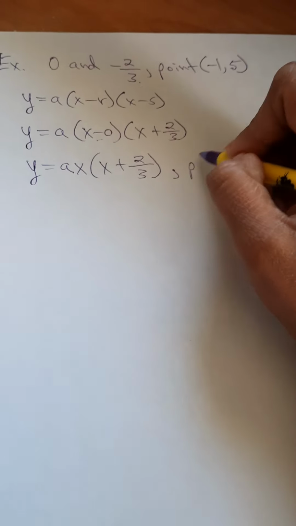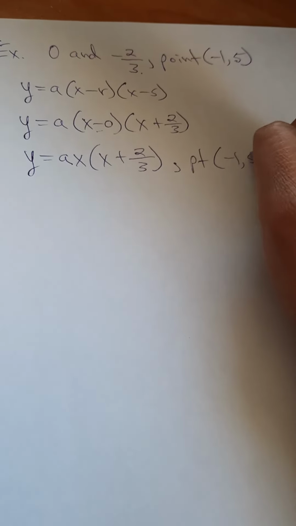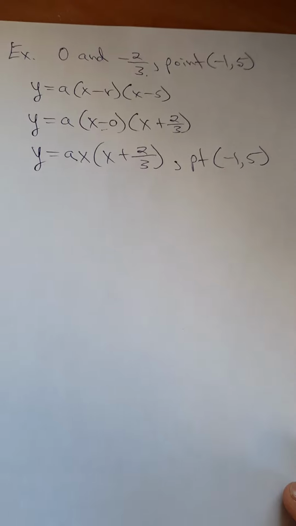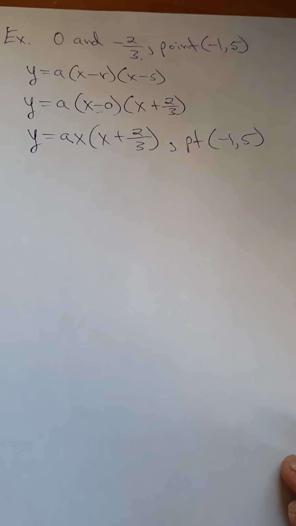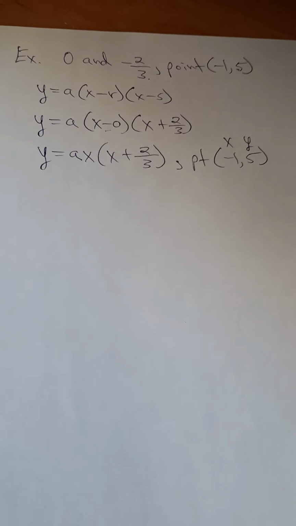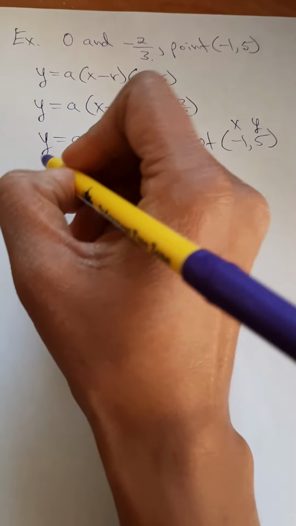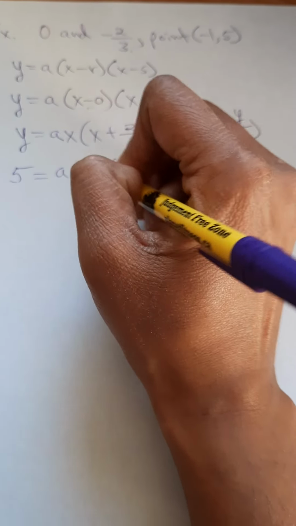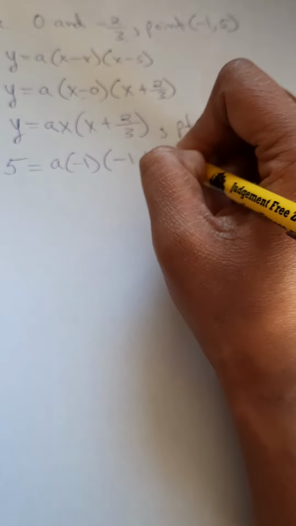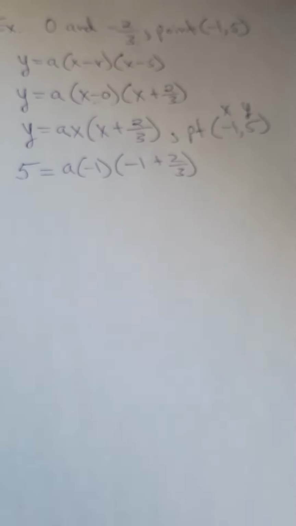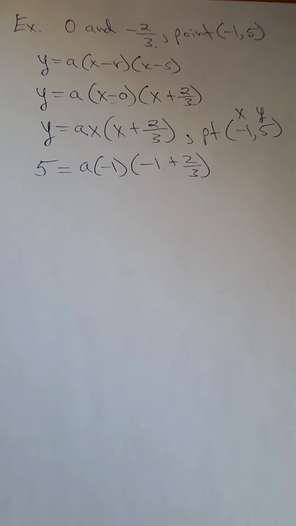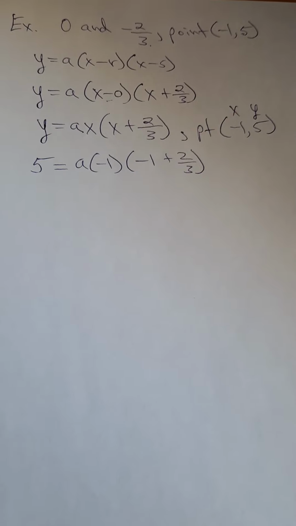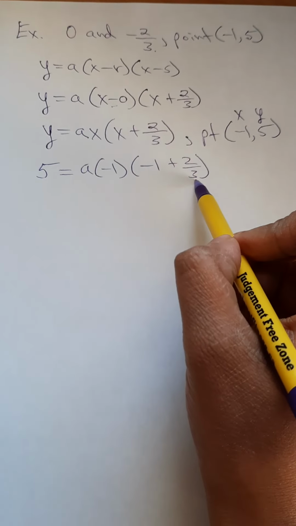I can see it looks slightly different, but that's okay. You can see that we're just following the same rules as we were before. So I'm going to take my points for x and y, and we can plug it into this formula, or the equation. So the y is 5 here, and the x is negative 1. Like this.